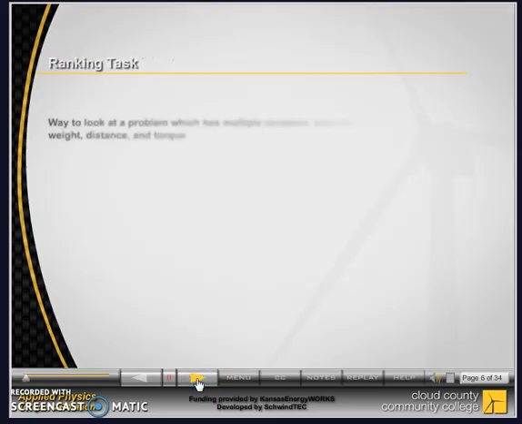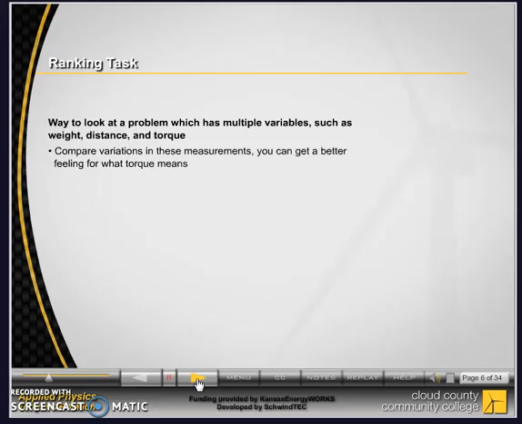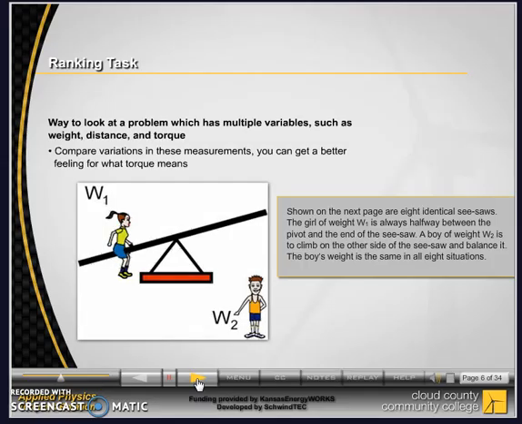A ranking task is a neat way to look at a problem which has multiple variables such as weight, distance, and torque. When you compare variations in these measurements, you get a better feeling for what torque means. Shown on the next page are 8 identical seesaws. The girl of weight W sub 1 is always halfway between the pivot and the end of the seesaw. A boy of weight W sub 2 is to climb on the other side of the seesaw and balance it. The boy's weight is the same in all 8 situations.